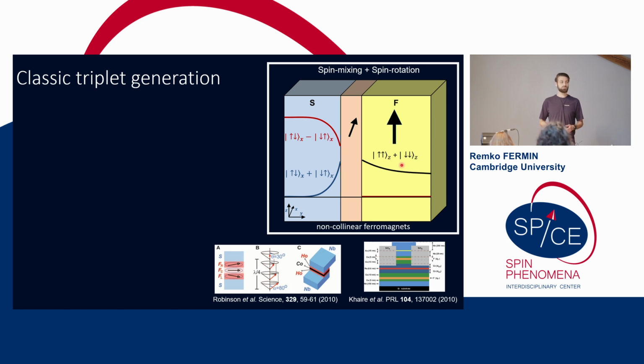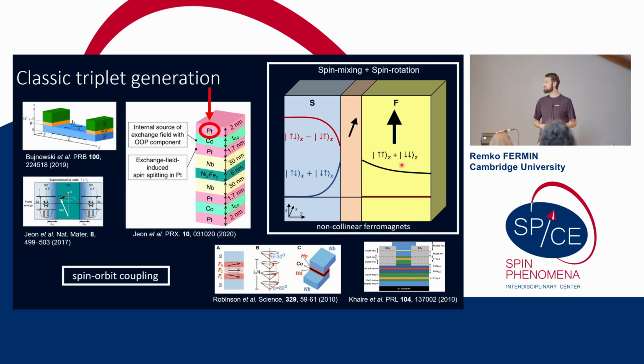And in the last 10 years, there's also an alternative way of generating these long-range triplets, and it is by the use of spin-orbit coupling, where typically heavy metal elements like platinum are used to generate long-range triplets. Or for example, in this theory work, where there are two superconducting leads coupled to a ferromagnet, and there's a spin-orbit coupling interlayer there, and the relative orientation of the Rashba spin-orbit coupling and the magnetization of the ferromagnet determines whether there's a triplet proximity effect.